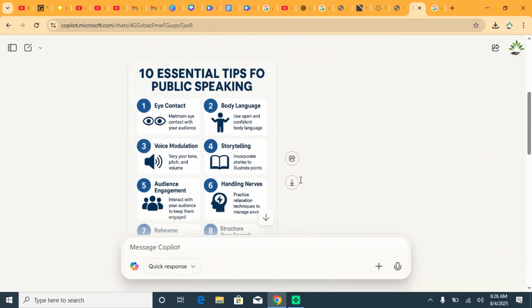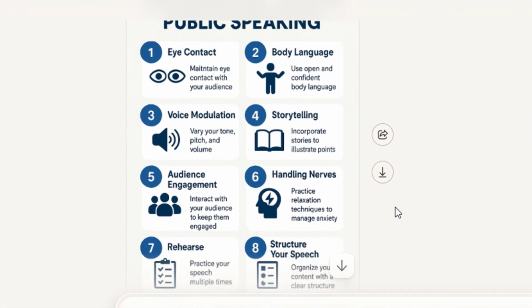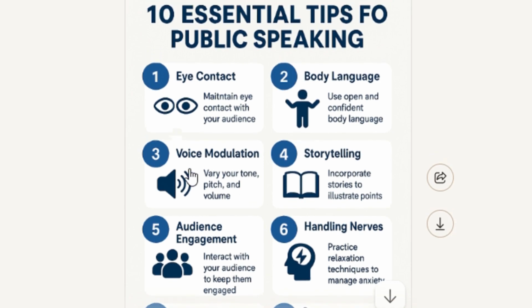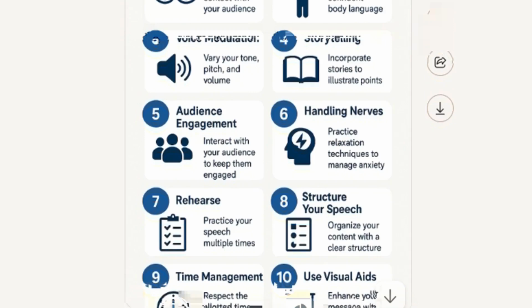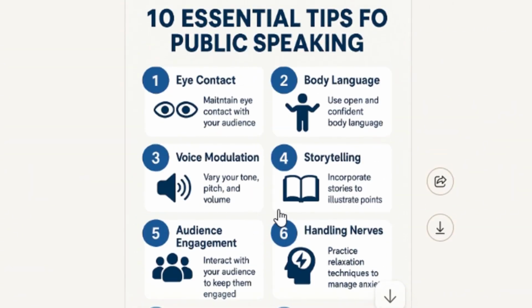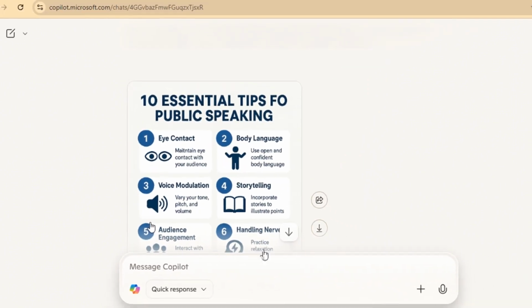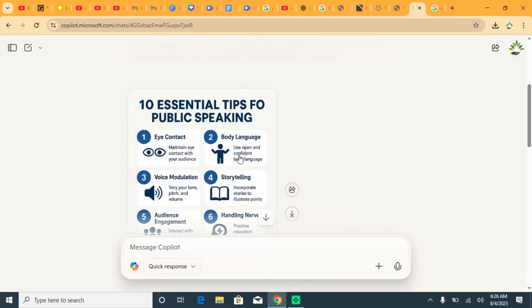Very detailed and very fantastic infographic. You can see public speaking, 10 essential tips for public speaking. You can see the tips 1 to 10, and you can see the details of each with the icons and so on. Very detailed and direct. So this is also downloadable. You can download it and share with your friends very easily.